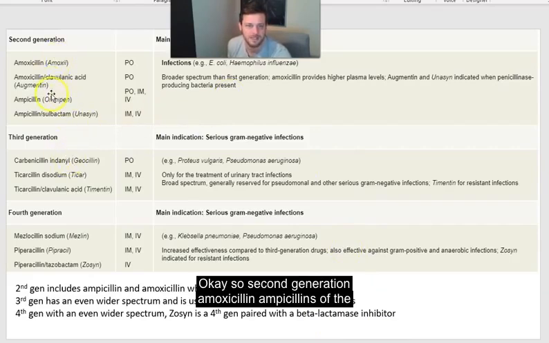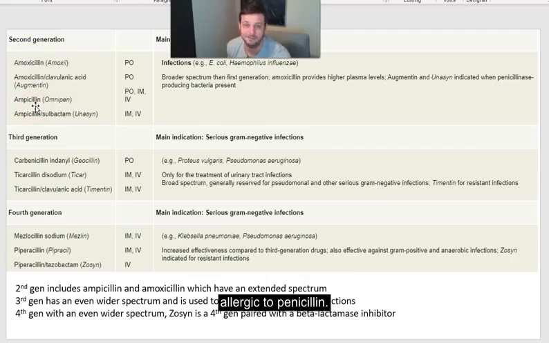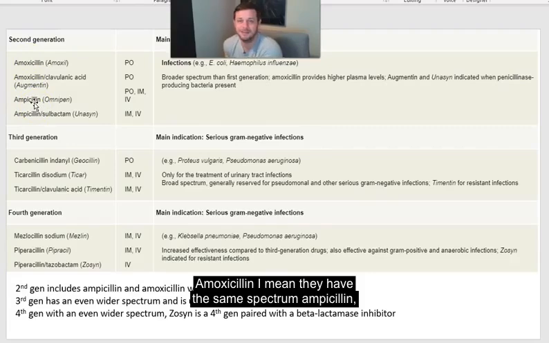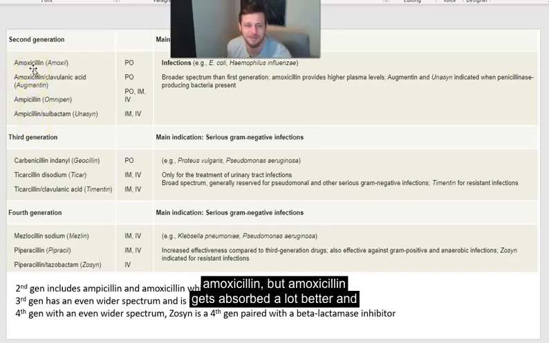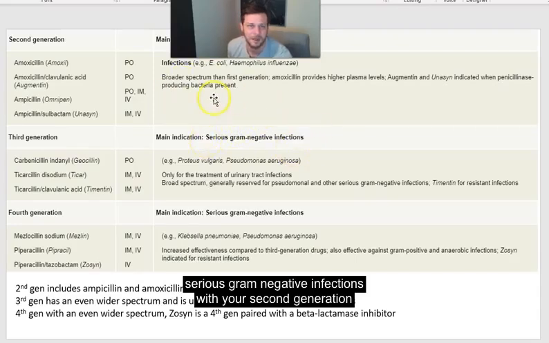Okay, so second generation amoxicillin, ampicillins. Of the two, you probably have had amoxicillin if you're not allergic to penicillin. I mean, they have the same spectrum, ampicillin and amoxicillin, but amoxicillin gets absorbed a lot better, and so typically that's going to be the one that gets prescribed. Getting down into your third generation, probably have not had any of these unless you've had some serious gram-negative infections. With your second generation, these work on both gram-positive and gram-negative.